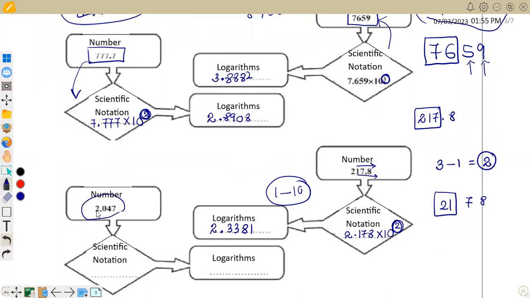Then let's see this one. At once we can identify there is only one digit in the whole number part. So 1 subtract 1, the answer is 0. Then when you write this in scientific notation, there is no need to shift any digit in the decimal place. That means 10 to the power of 0. The index is obtained as 0. So the characteristic is 0. Then check via the 7th column of the 4th column of the 20.